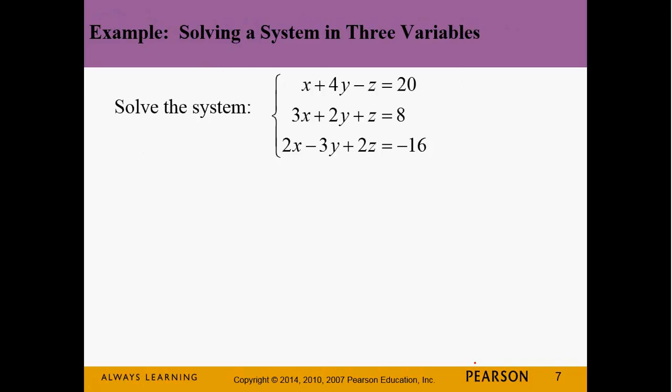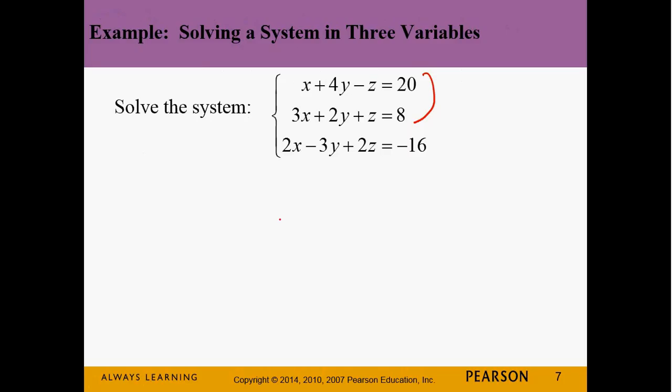So, what variable do you want to eliminate? Looking at these, which one looks like it's probably going to be the easiest one? Z looks like it's probably going to be the easiest one, because you got 1, negative 1, and 2. Okay? So if we look at just the first two equations, it's going to eliminate itself automatically if I add them together, right? Because they're already opposite signs.